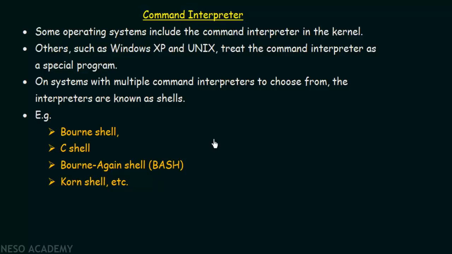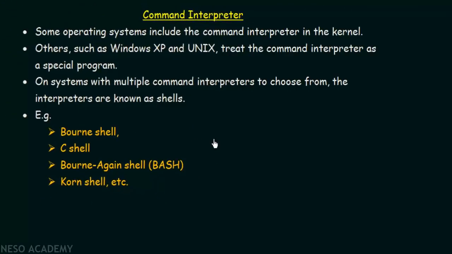So in the first approach, the code is contained in the command interpreter itself, and in the second approach, the code is contained in certain programs and the command interpreter just calls the programs when a certain task has to be performed when a command is entered. So that is how the command interpreter works.